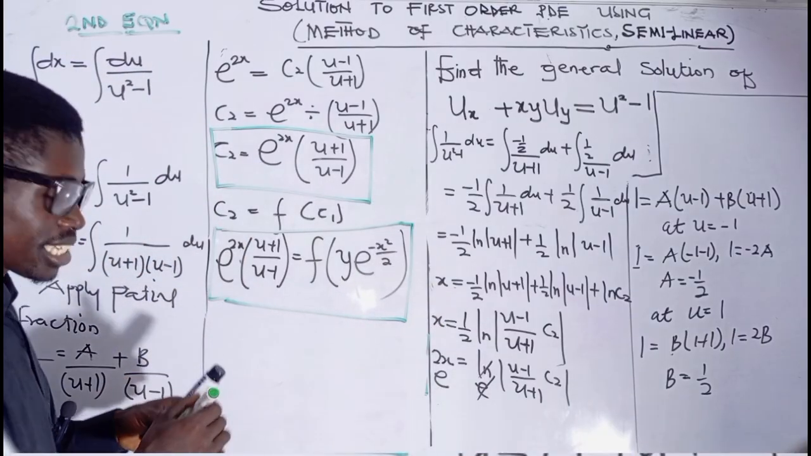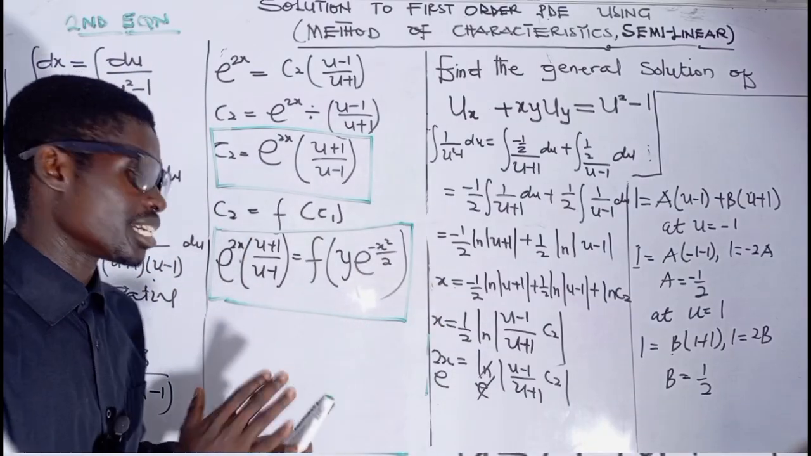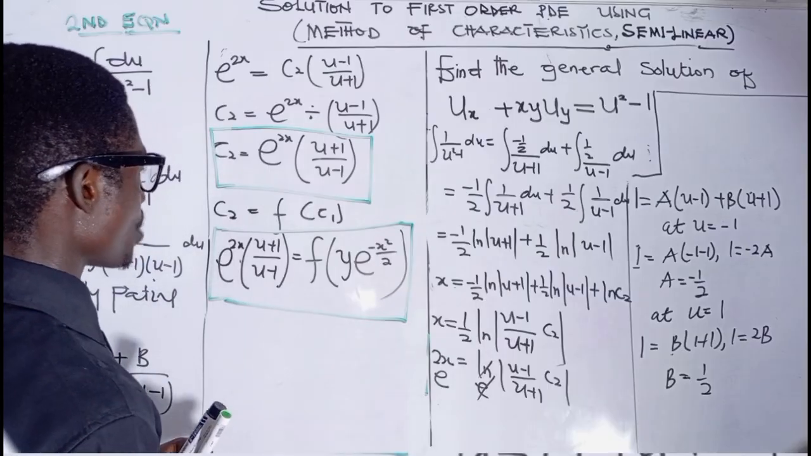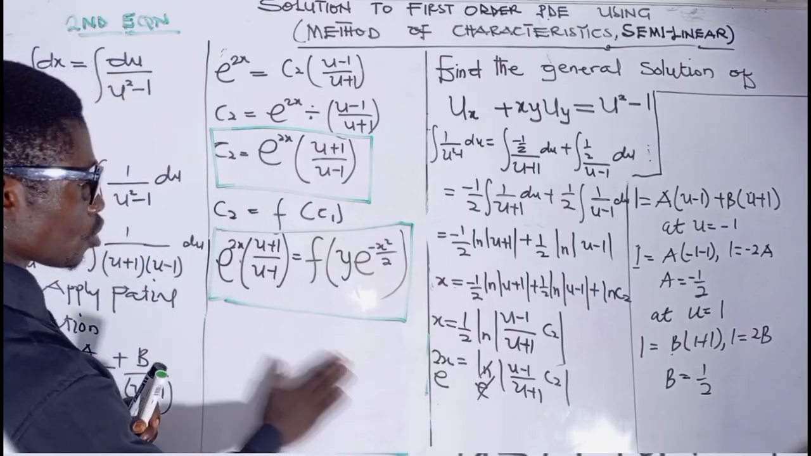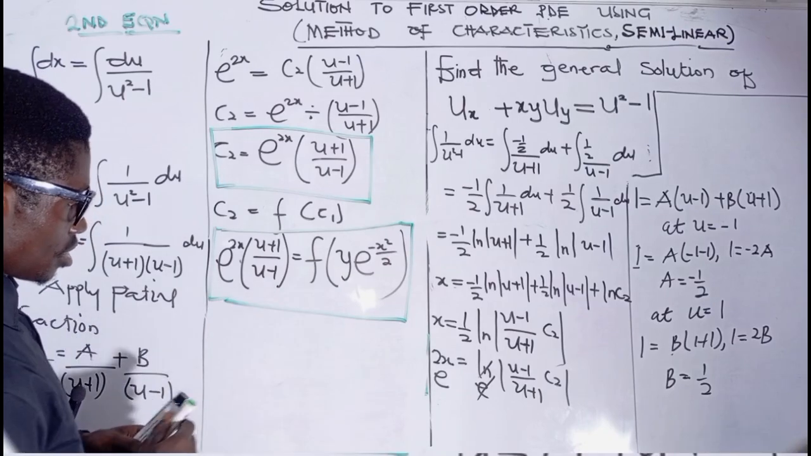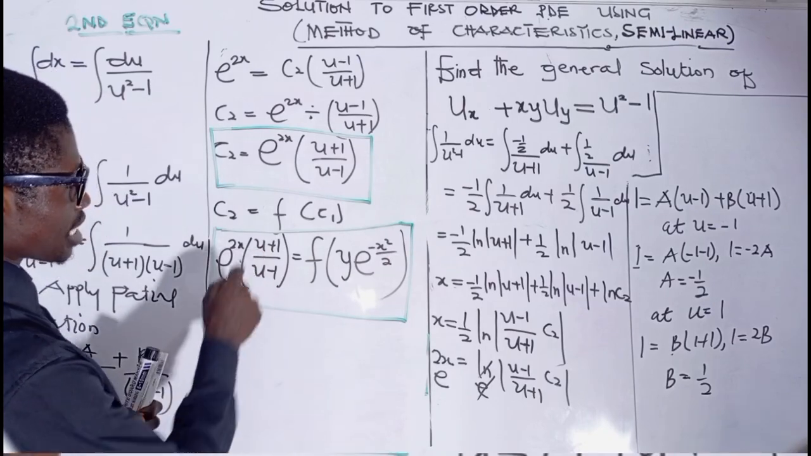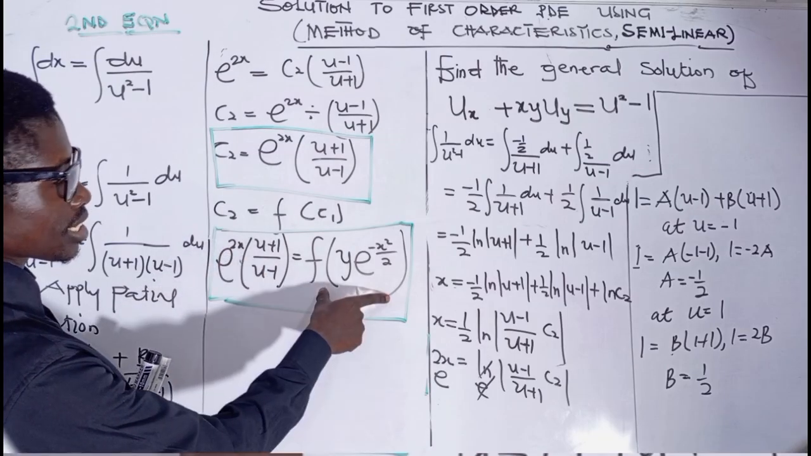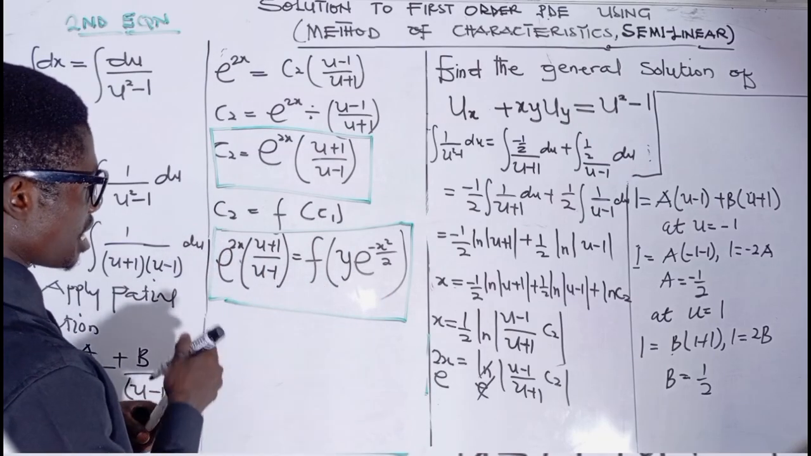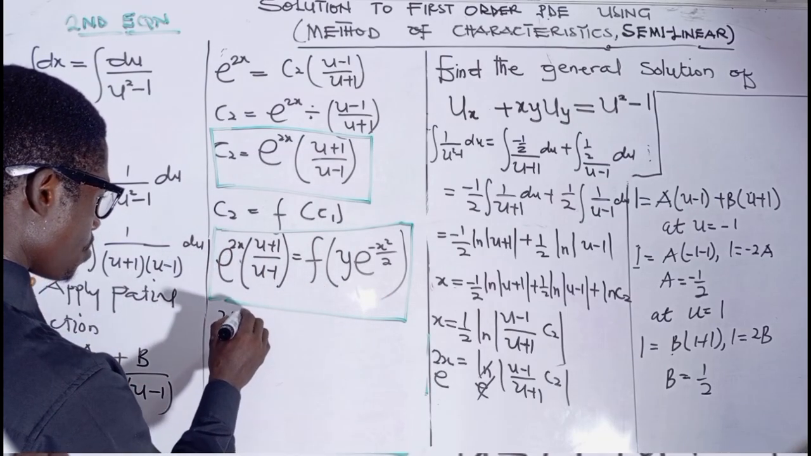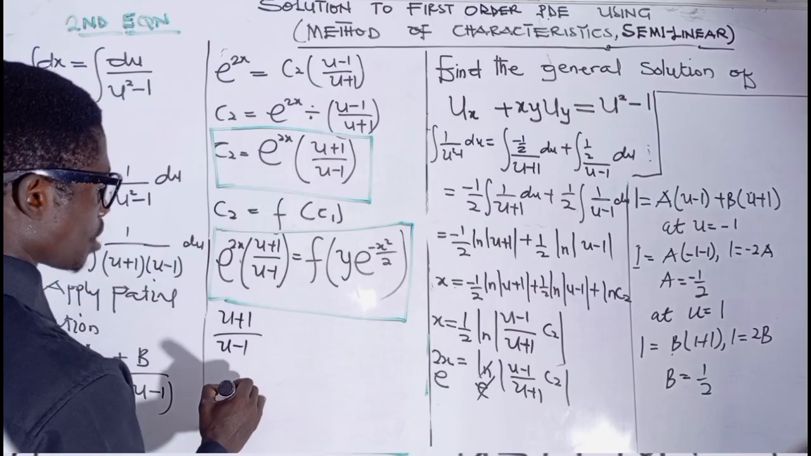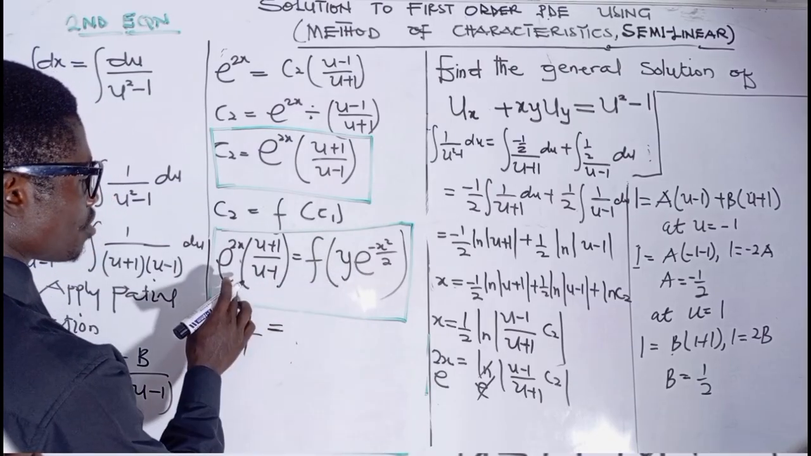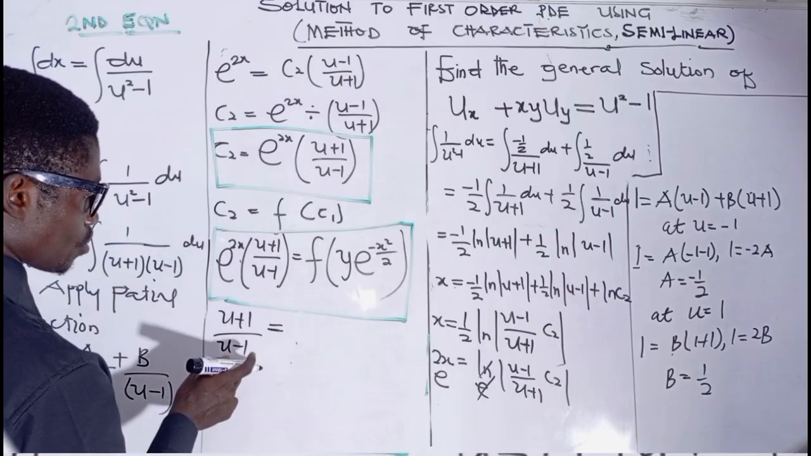So let me write it as that. At this very point, we are just going to play with our algebra and see how best we can solve for u. From here, if you want to make u the subject, let's divide both sides by e exponent 2x. When we do that, you'll be left with what? u plus 1 over u minus 1 is equal to, we are dividing both sides, so this will cancel this. We are left with that.